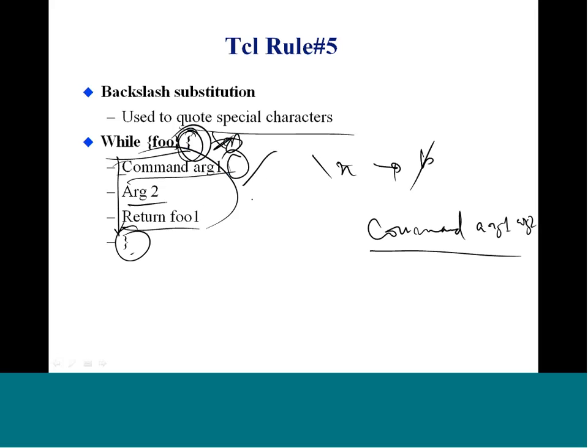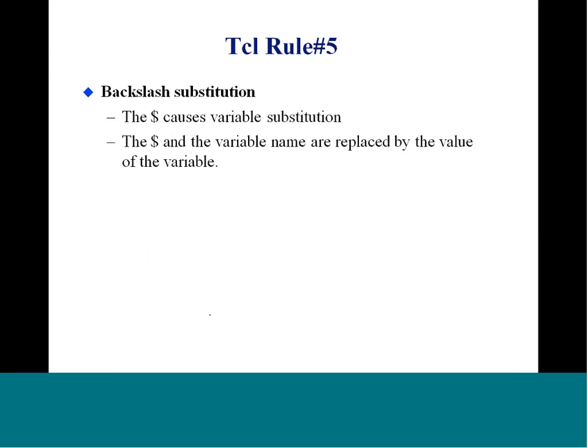And then here the tricky part is that the command interpreter may group everything and then send it to the parser. The parser first of all understands the command, knows that it has two arguments, completes that command, and then sends it back to the interpreter, which is basically a return command to return the value. So this is the backslash substitution.